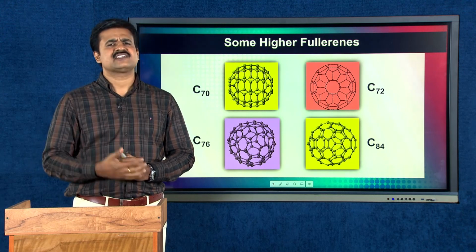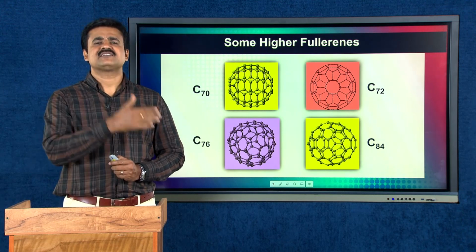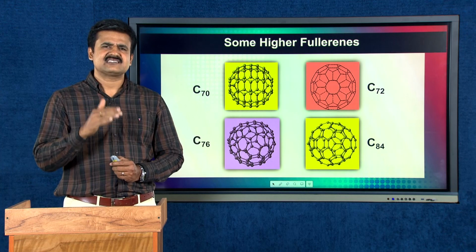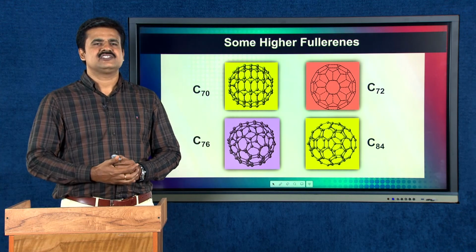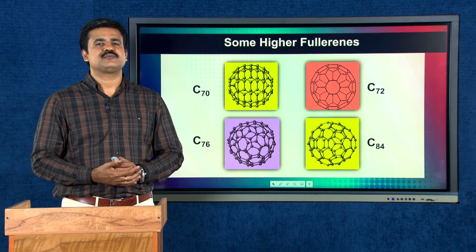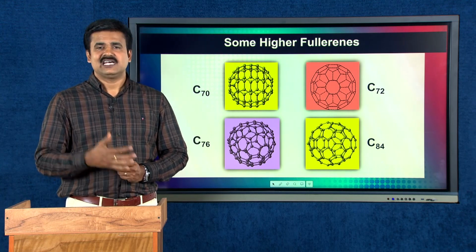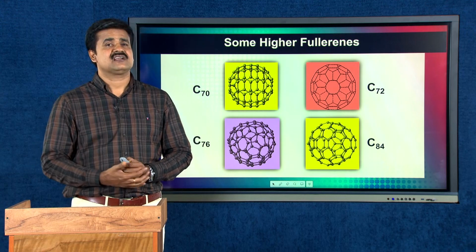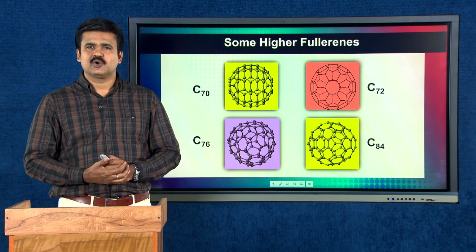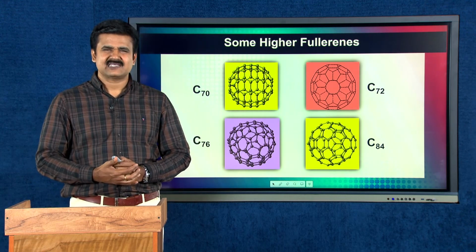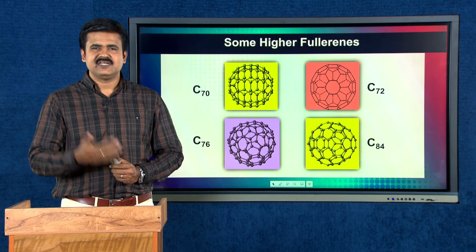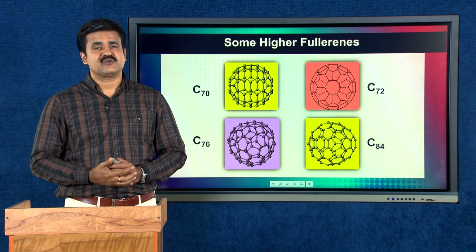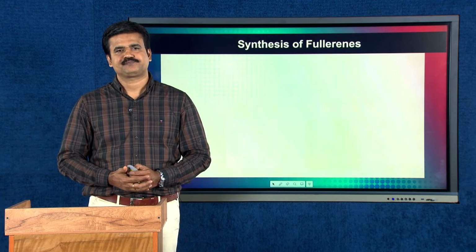Many other higher fullerenes are also reported, but we specified these because of their existence as well as stability. And it should be noted that fullerenes up to 100 carbon atoms are reported. Some very high carbon fullerenes are also known to exist, but their stability is very poor when compared with the stability of our Buckminster fullerene, that is C60.